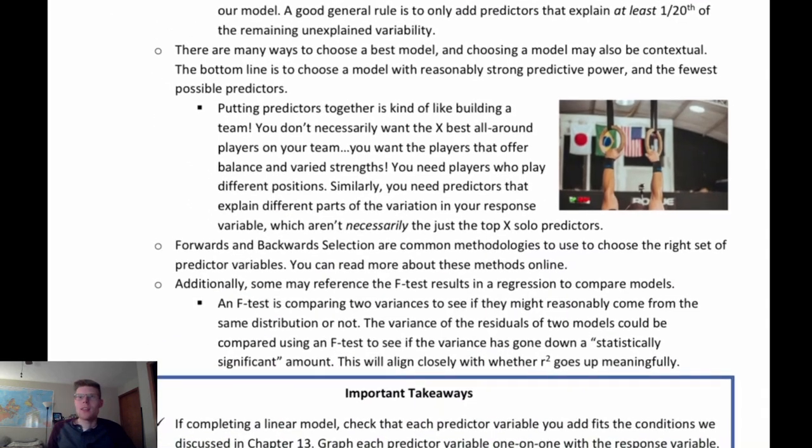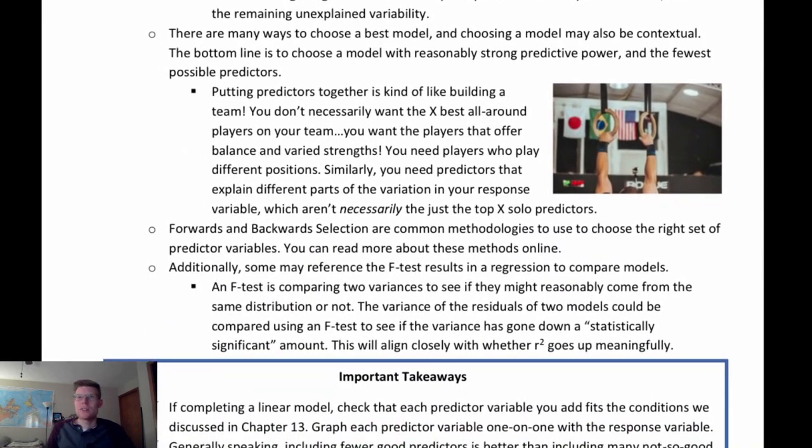Another way that we can think about model selection is that it's like putting a team together, where it's a team that we want to either work together or balance different strengths. So we talked about multicollinearity on the previous page, and multicollinearity is this idea that multiple predictors might be explaining a lot of the same variability in the response variable.